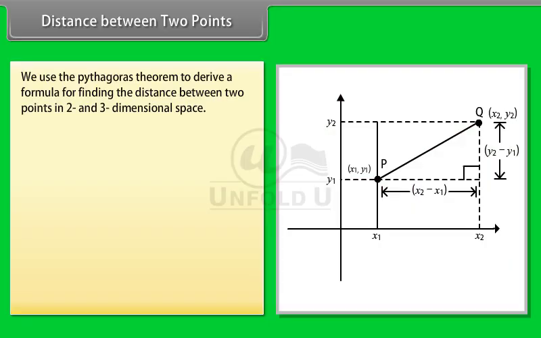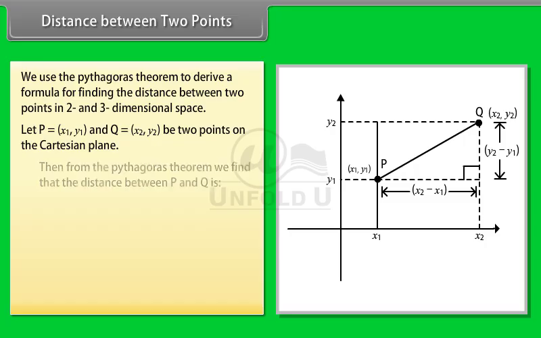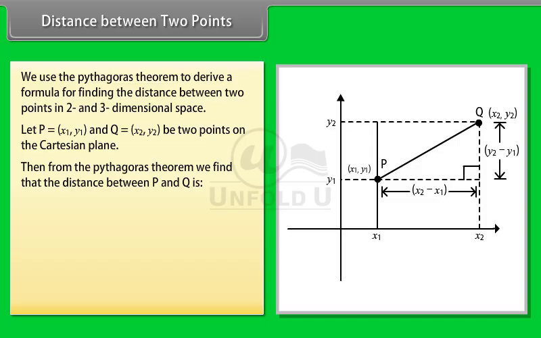Distance between 2 points. We use the Pythagoras theorem to derive a formula for finding the distance between 2 points in 2 and 3-dimensional space. Let P equal (x1, y1) and Q equal (x2, y2) be 2 points on the Cartesian plane as shown in the figure. Then from the Pythagoras theorem, we find that the distance PQ is equal to the square root of (x2 minus x1) squared plus (y2 minus y1) squared.